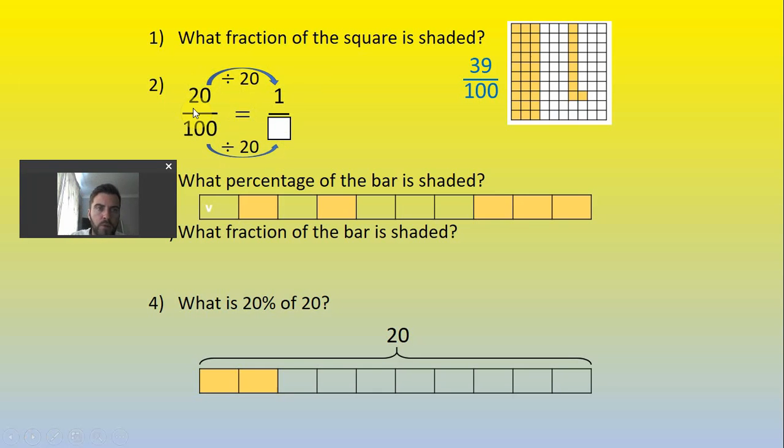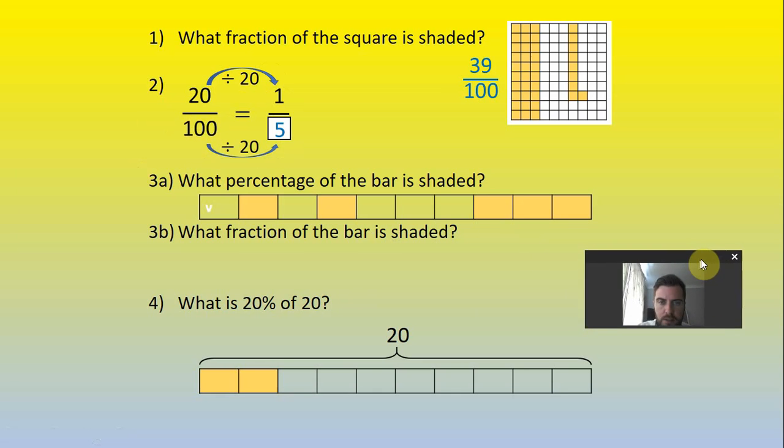So 20 divided by 20 gives me 1. Now we do the same for our denominator. 100 divided by 20, in other words, how many 20s are there in 100? The answer would be 5, so the answer is 1/5. Moving on to the next question.